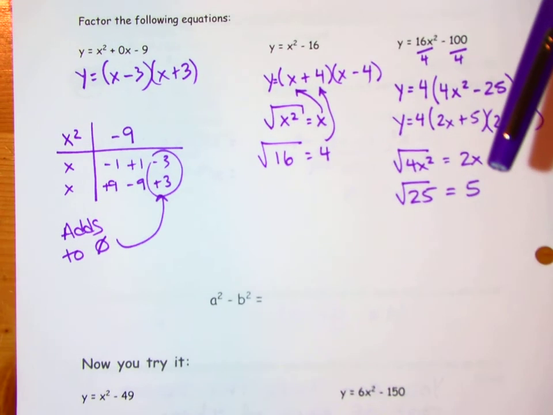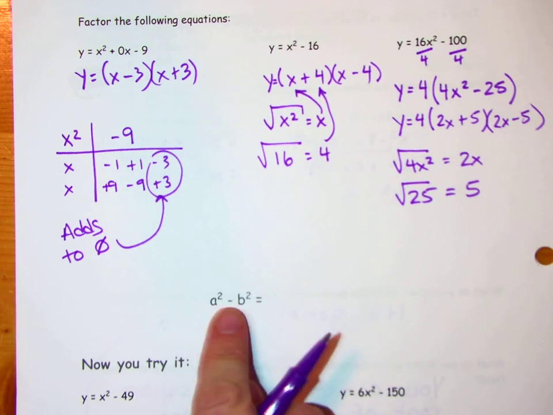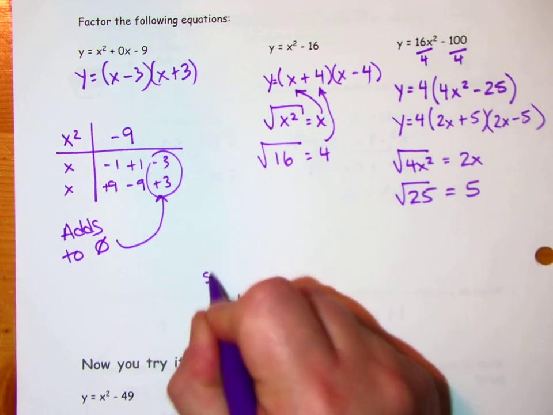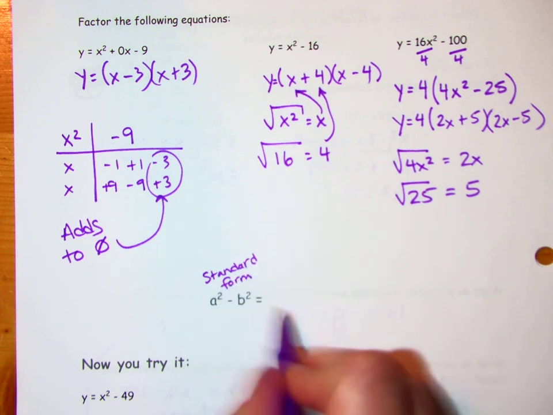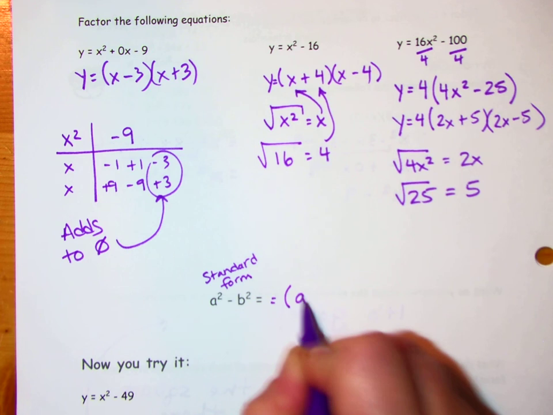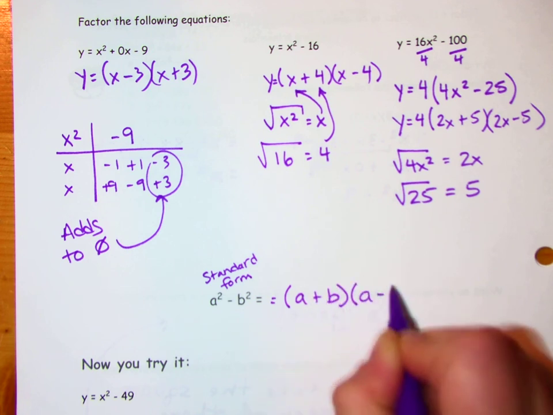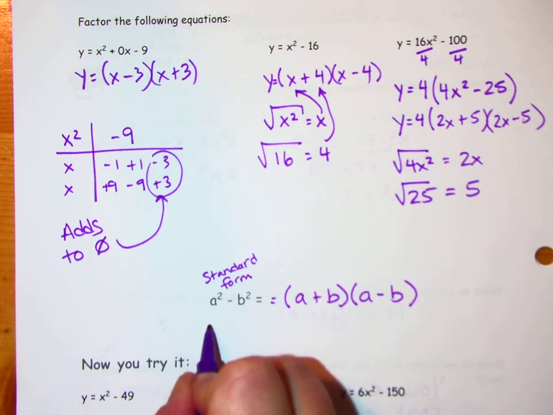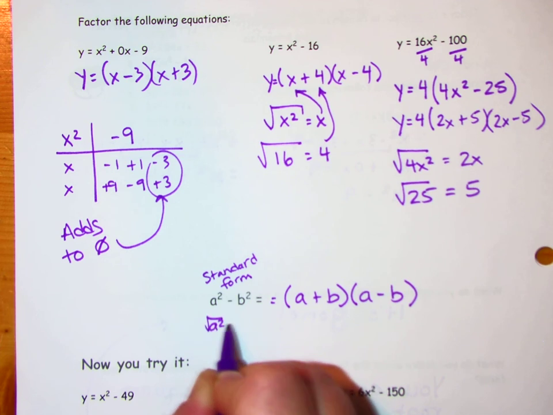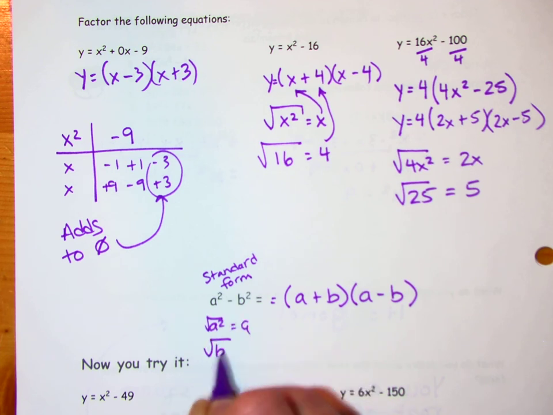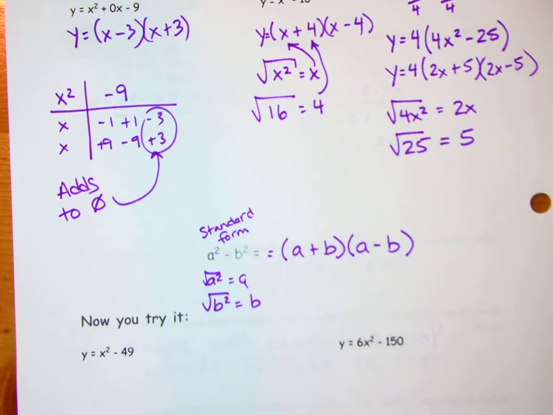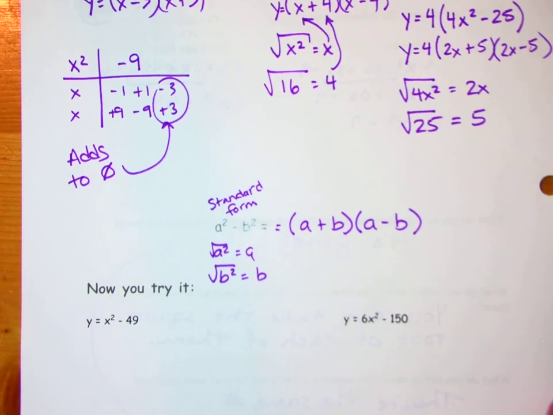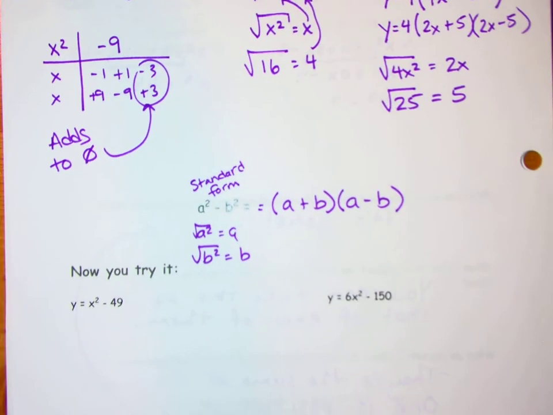Okay, so here's the rule. If you have a squared minus b squared, basically that's in standard form, that's the same as a plus b, a minus b. You want to check: can I get the square root of a squared? Can I get the square root of b squared? Because if I can get the square root of both of those, it's a difference of squares, and you can quickly use this strategy. You give it a try. Pause the video here and try that out.